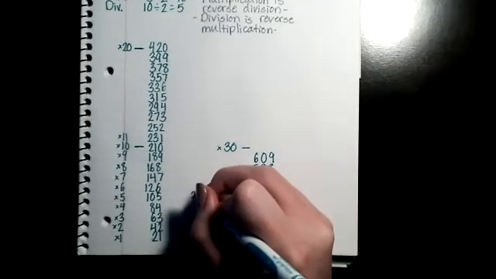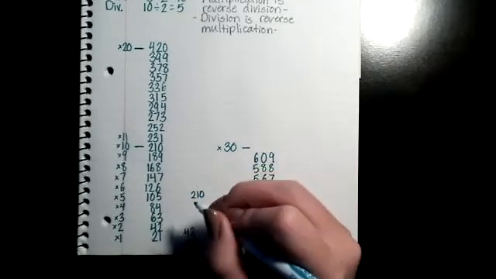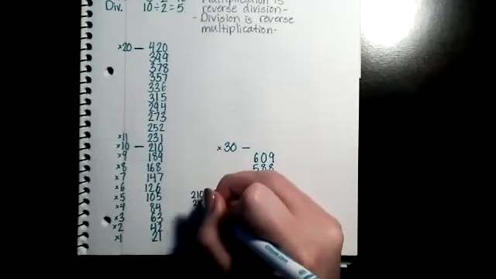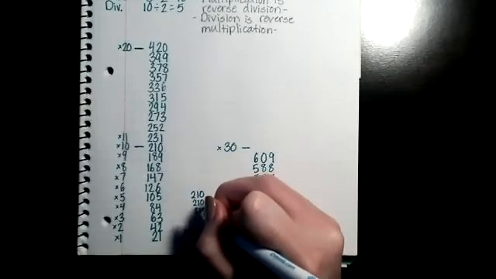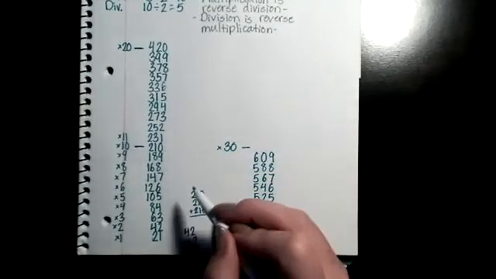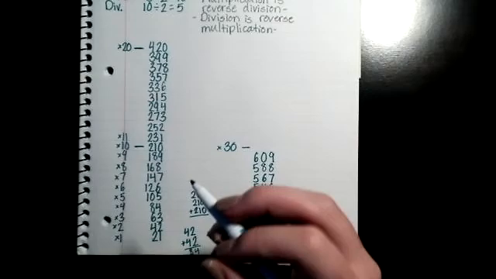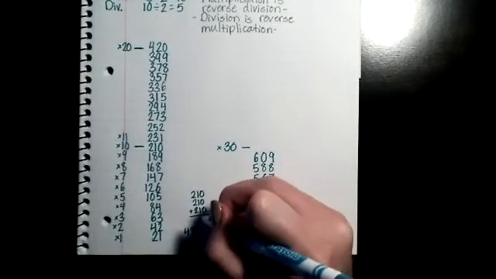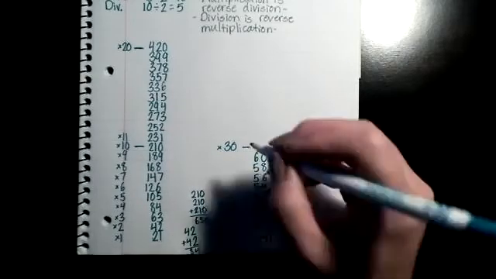So 210, I'm going to do it as repeated addition. Plus 210, plus 210. That's 3 groups of the 10 that we found. So 0, 3, 6, 630.